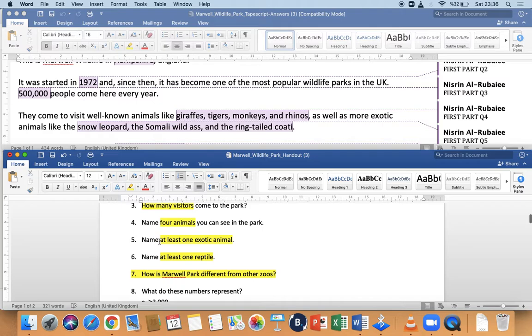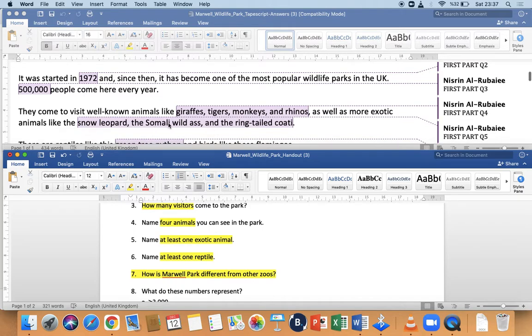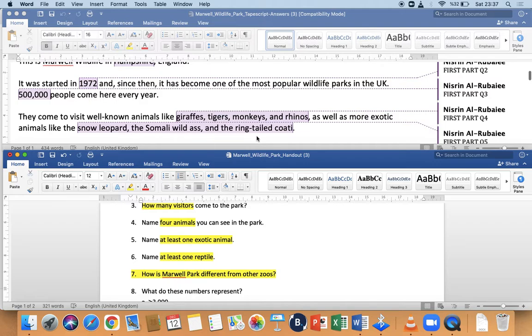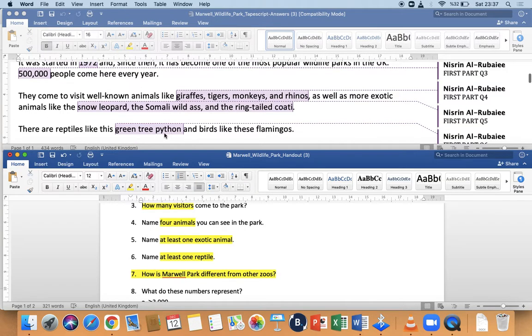Next question, name at least 1 exotic animal. Here we have 3 exotic animals. If you just write one of them, that's enough. Snow leopard, Somali wild ass, and the ring-tailed coati. You should write one of them. And next question, name at least 1 reptile. Here we heard and saw actually just 1 reptile. This is great tree python.